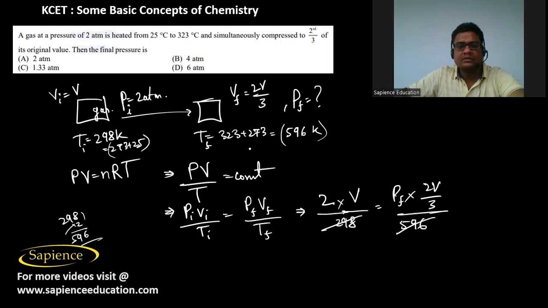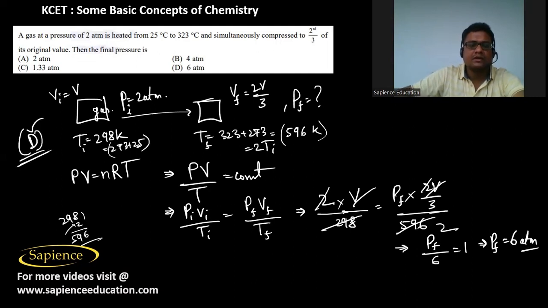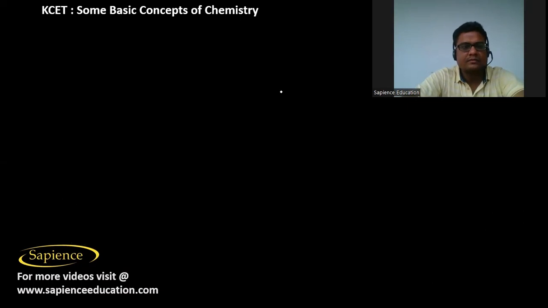So it means T final is 2 times T initial. So this is equal to 2. Now 2 and 2 will cancel, V and V will cancel. Therefore it is coming P final by 6 equals 1. So it means P final is 6 atmosphere. So option D is the correct answer. The final pressure of the gas is 6 atmosphere.